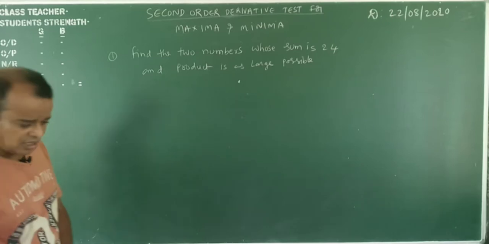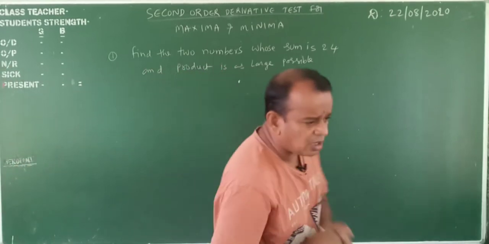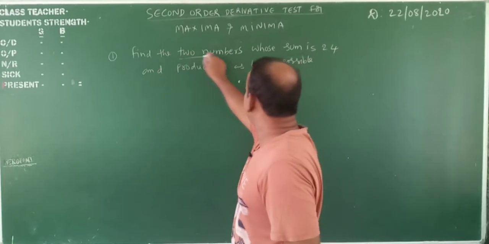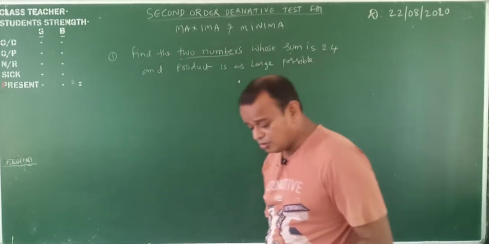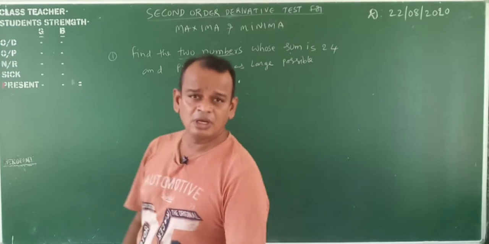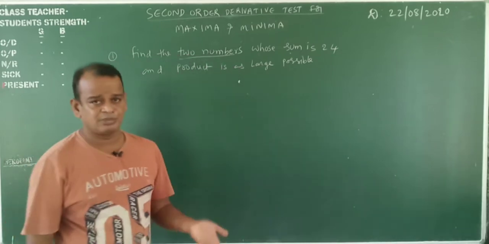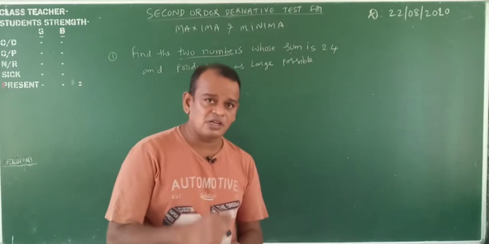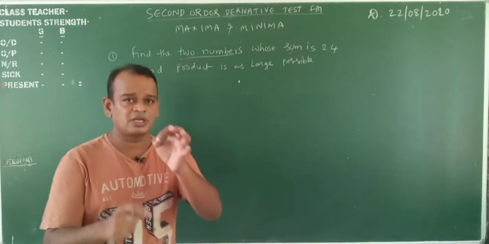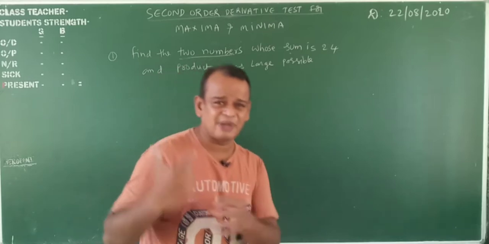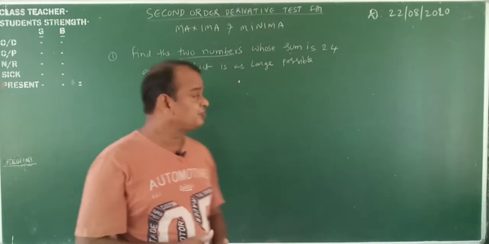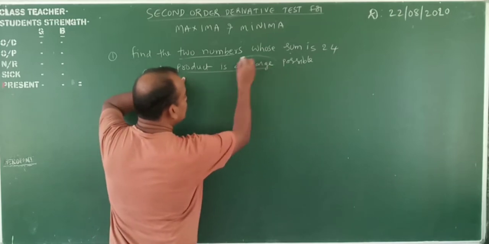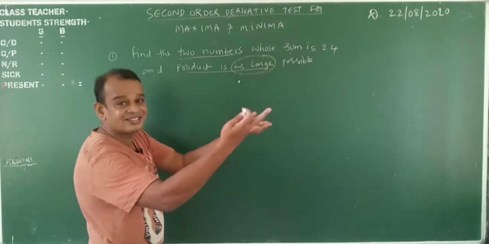Before I explain, please read the problem very carefully. Find the two numbers whose sum is 24. Two numbers means let x comma y be the two numbers. What is the function? Read the problem carefully. In that problem, compulsorily you see the words largest, greatest, maximum or minimum. The product is large. Large means biggest. This is the function.